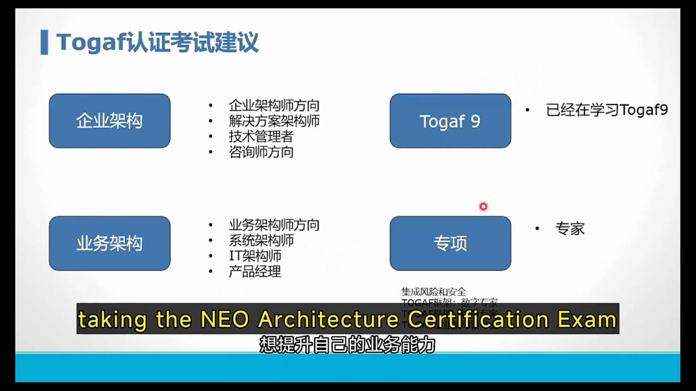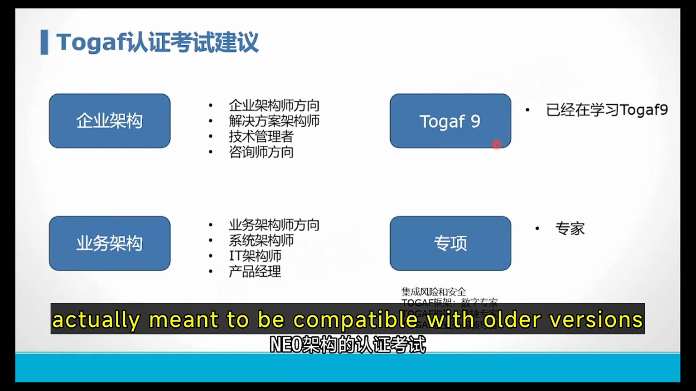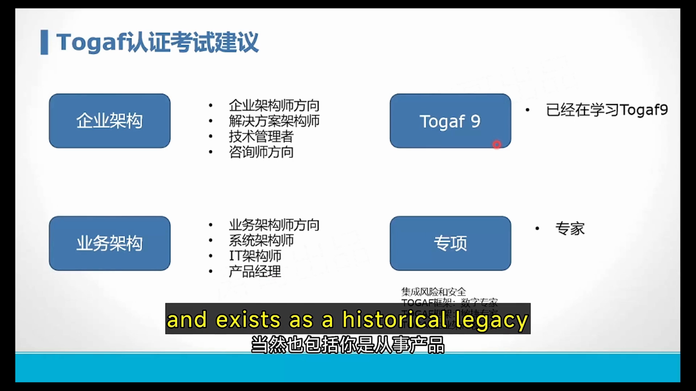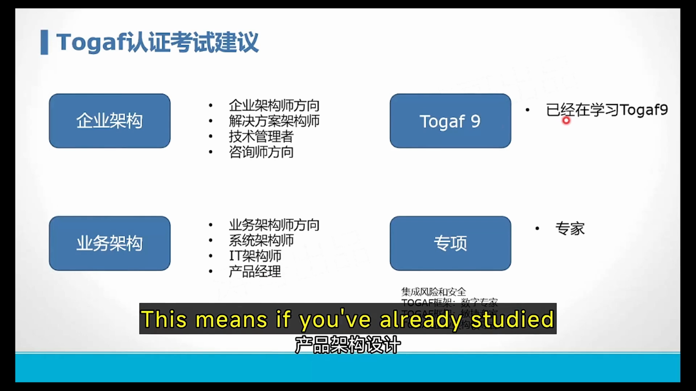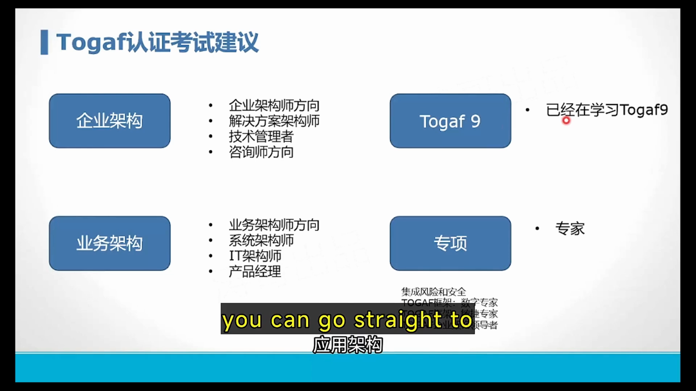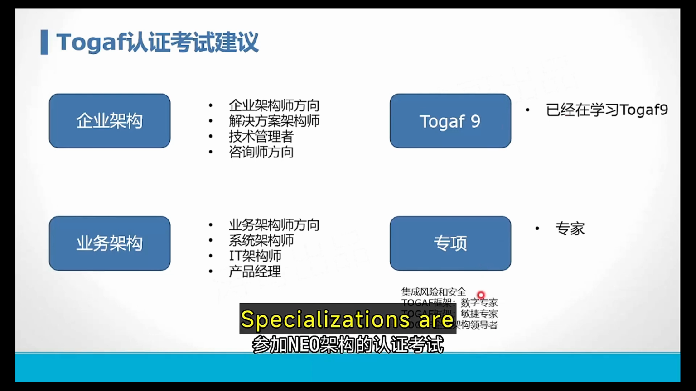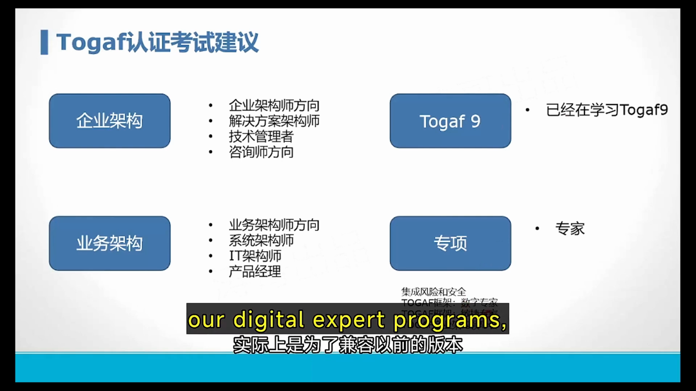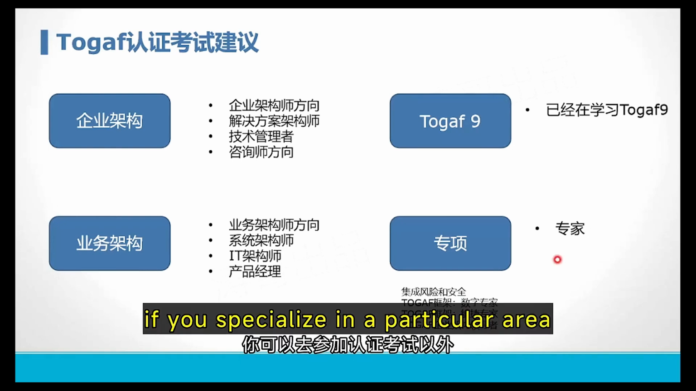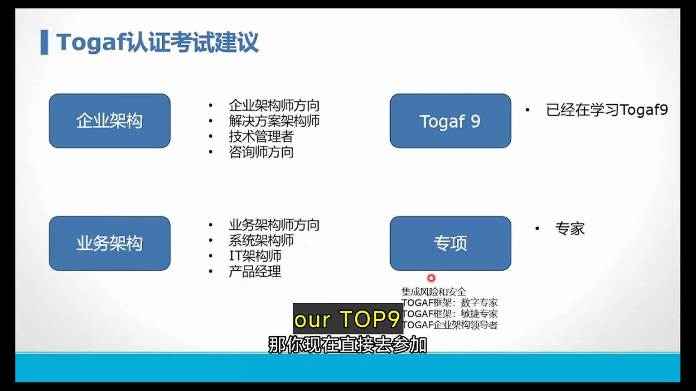certification exam. As for the TG9 certification, it's currently actually meant to be compatible with older versions and exists as a historical legacy. There's one exception, though. You can take the certification exam. This means if you already studied the TG9 standard, you can go straight to taking the TG9 exam. Now, about specializations. Specializations are focused on specific areas, including our specialized tracks, our digital expert programs, and our agile methodologies. Now, if you specialize in a particular area and consider yourself an expert in that field, you can take our TG9 specialized exams in these fields.